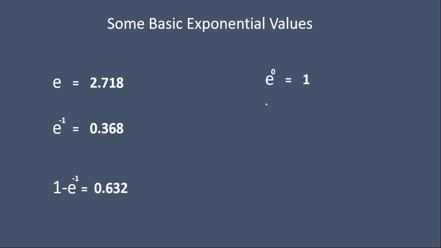E raised to 0 is equal to 1. E raised to minus 0 is again 1. E raised to infinity is infinite. And e raised to minus infinity is 0. So these are some basic values you should know about exponential signals. It will save a lot of time, and we will be using these values many times in our subject control system.